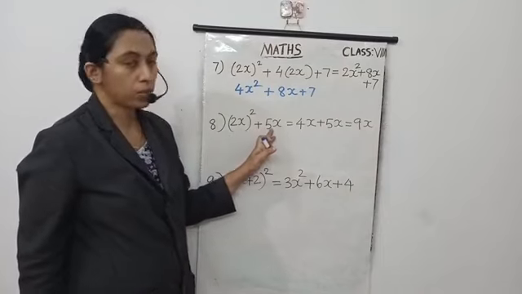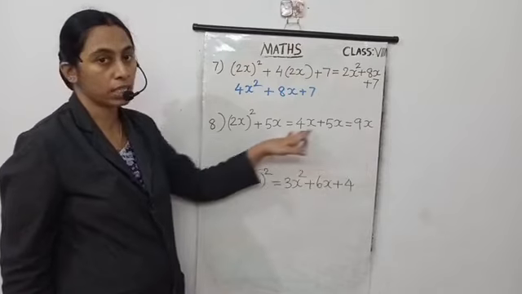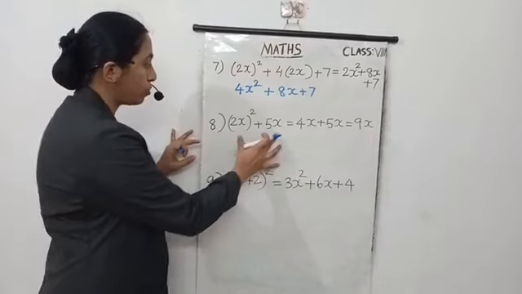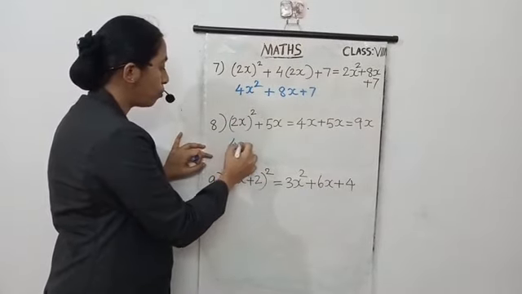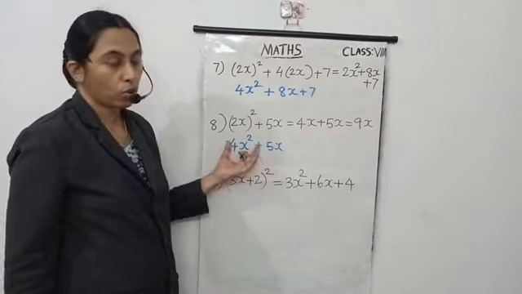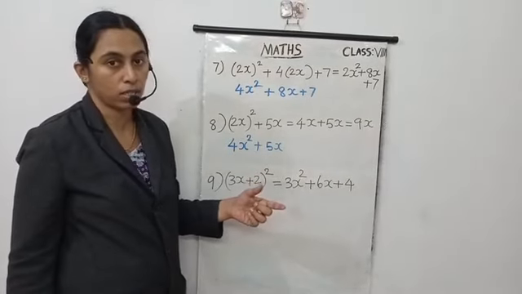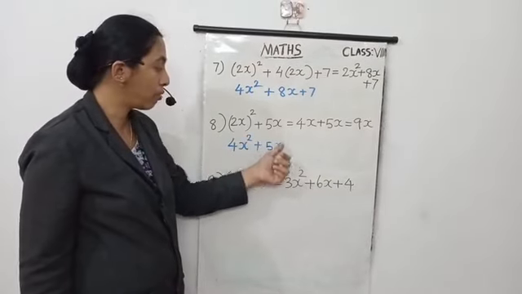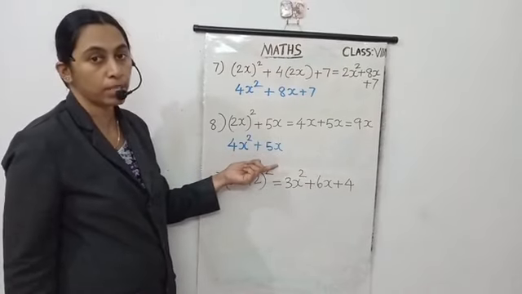Now question 8. 2x whole square plus 5x equals 4x plus 5x equals 9x. Is it correct? Here is some mistake, isn't it? So take this portion. 2x whole square means 4x square plus 5x. Isn't it? So this is the answer. We can't add unlike terms, isn't it? These are unlike terms because x has power 2 here and 1 here. So both are unlike terms. So the answer is 4x square plus 5x.